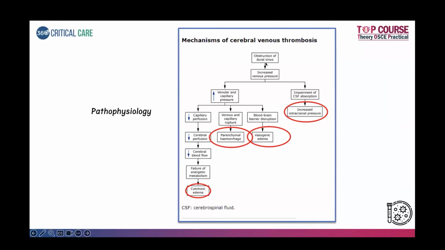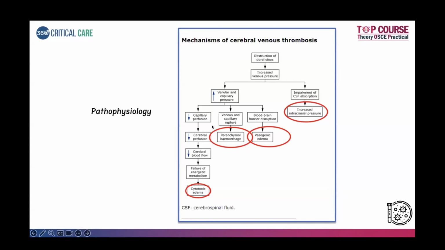With the obstruction of the dural sinus, you'll have increased venous pressure, which can ultimately lead to increased intracranial pressure. We talked about back pressure in that. Because of the back pressure, there will be disruption of the blood-brain barrier, which can cause vasogenic edema. Because of venous and capillary rupture from back pressure, smaller veins can rupture. This can lead to parenchymal hemorrhage, which usually is the presentation with a venous sinus thrombosis.